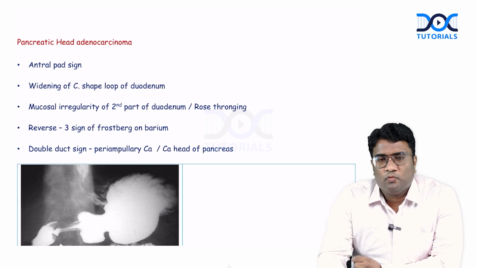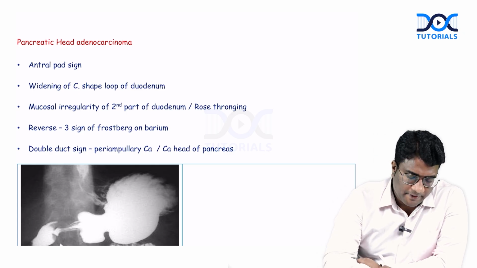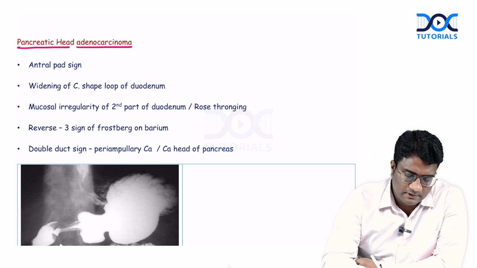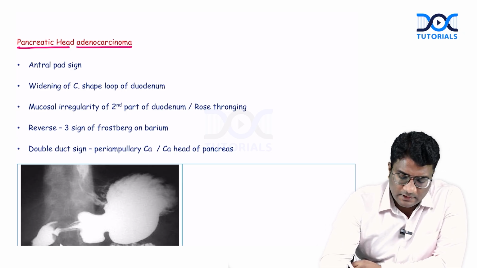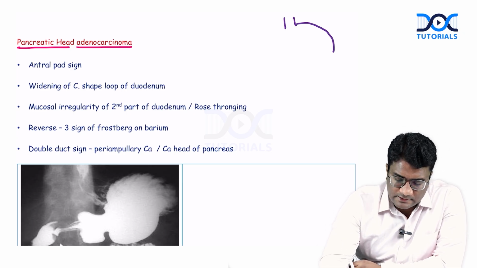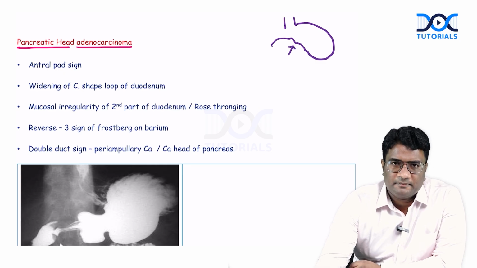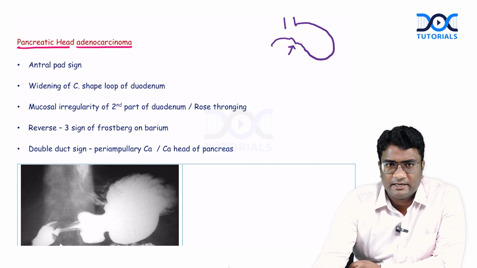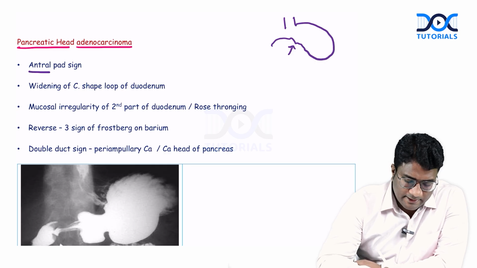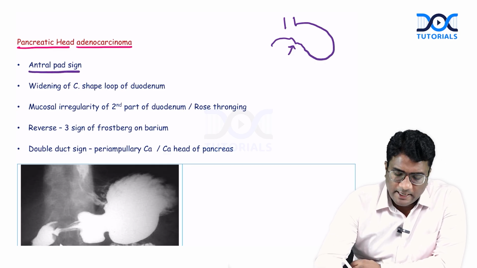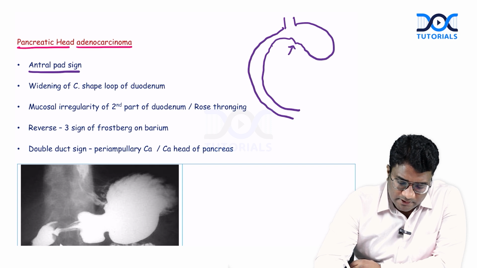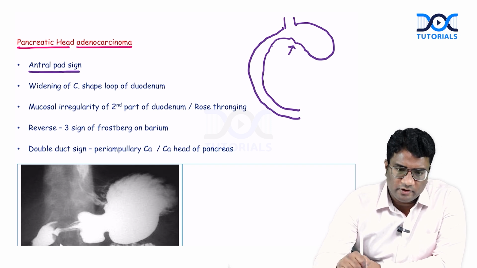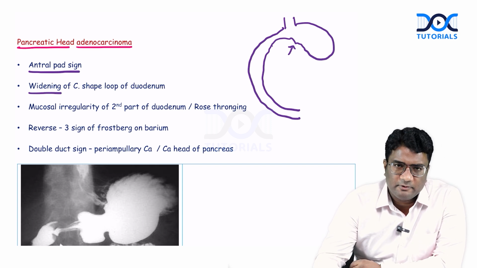Now, let us understand what are the imaging findings of pancreatic head carcinoma, pancreatic head adenocarcinoma. So, when you look at CA head of pancreas, imagine this is the esophagus, this is the stomach. There will be indentation over the antrum of the stomach because of the CA head of pancreas. This is called as antral pad sign. And because of an aggressive mass in the head of the pancreas, the C-shaped loop of duodenum appears widened.